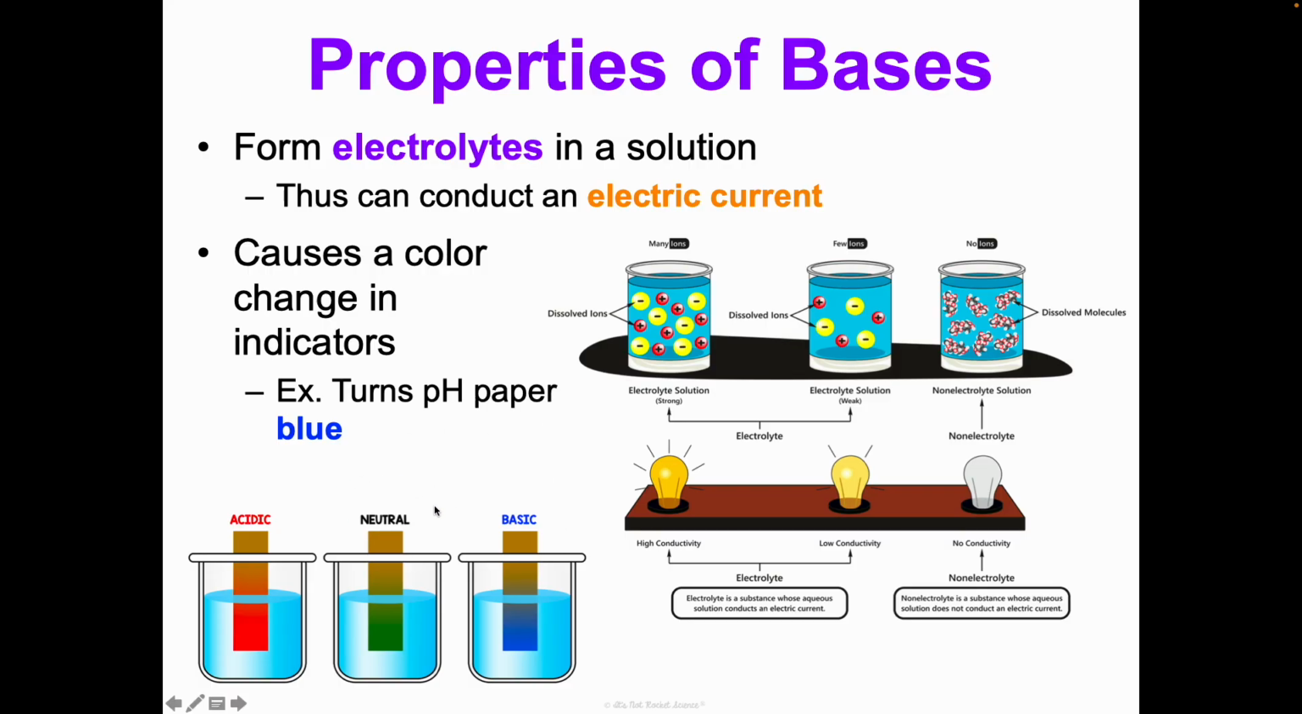And here's where we do see a difference. pH paper will turn to more of the bluish shades, the blues and the purples, when it's in a basic solution. So acids turn the pH paper more orange and red. Bases turn it more blue and purple. Neutral solutions are yellowish green. That's where they're at.